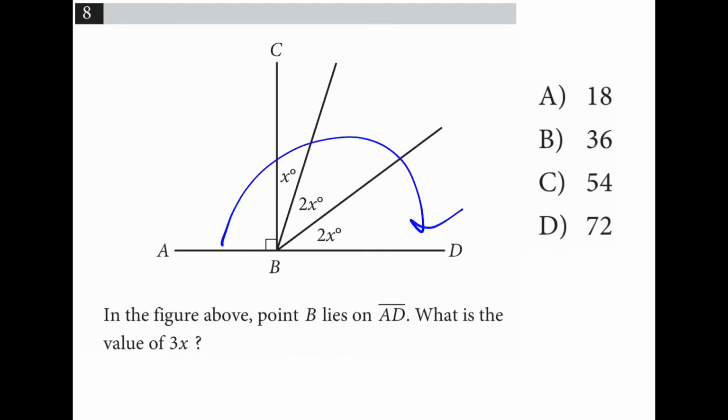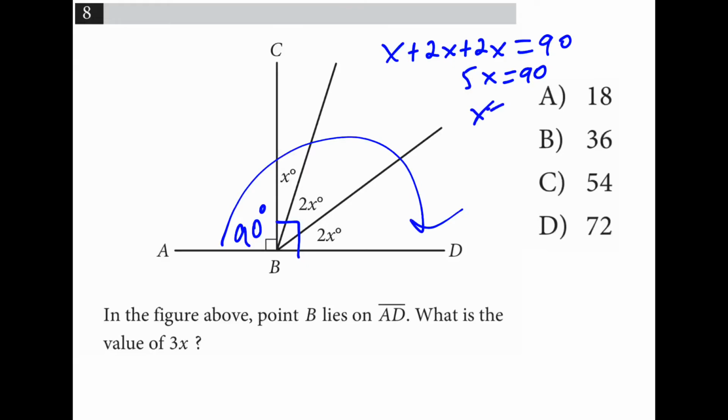So this entire angle adds up to 180 degrees, and we know that there's 90 degrees over here, which means that this whole side, those three angles put together, equal 90. So we can say x plus 2x plus 2x is equal to 90. If 5x is 90, then x is equal to 18. They want to know what is 3x. 18 times 3, 54.